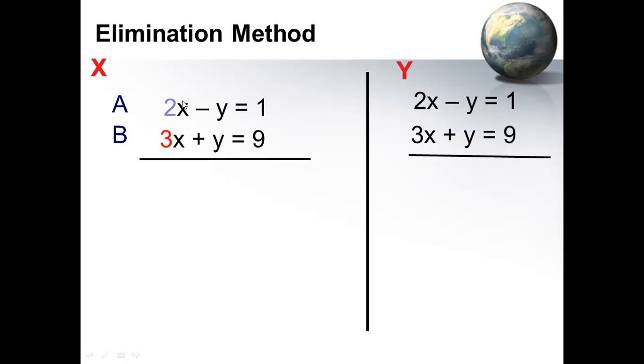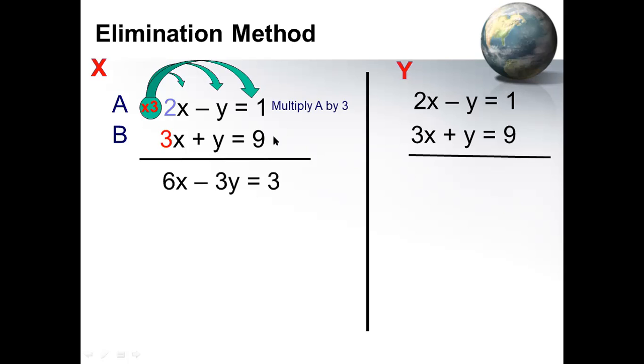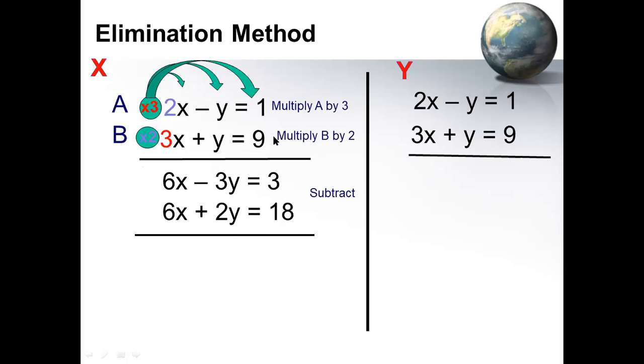How am I going to eliminate x? Here is 2x and here is 3x. I'm going to multiply the first equation by 3 and the second equation by 2. If I multiply the first, it will be 6x minus 3y equals 3. And the second equation I will multiply by 2, which will be 6x plus 2y equals 18.